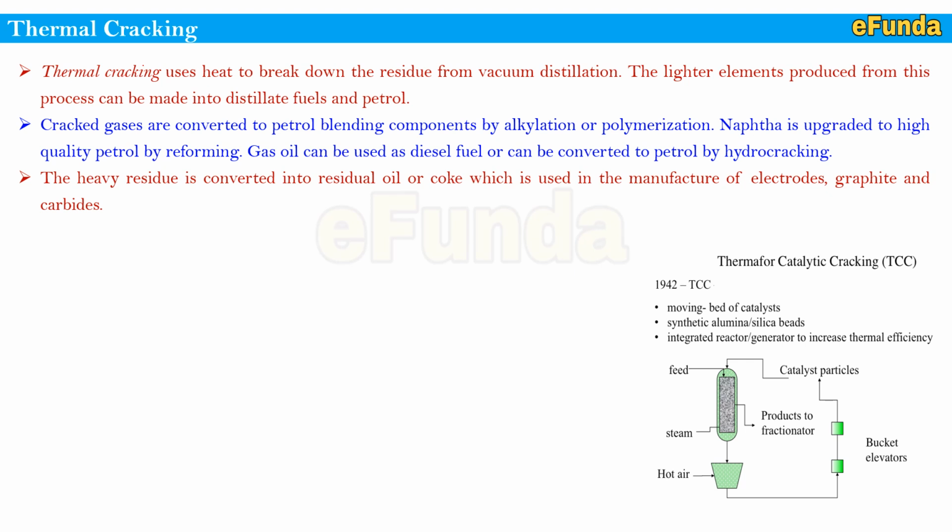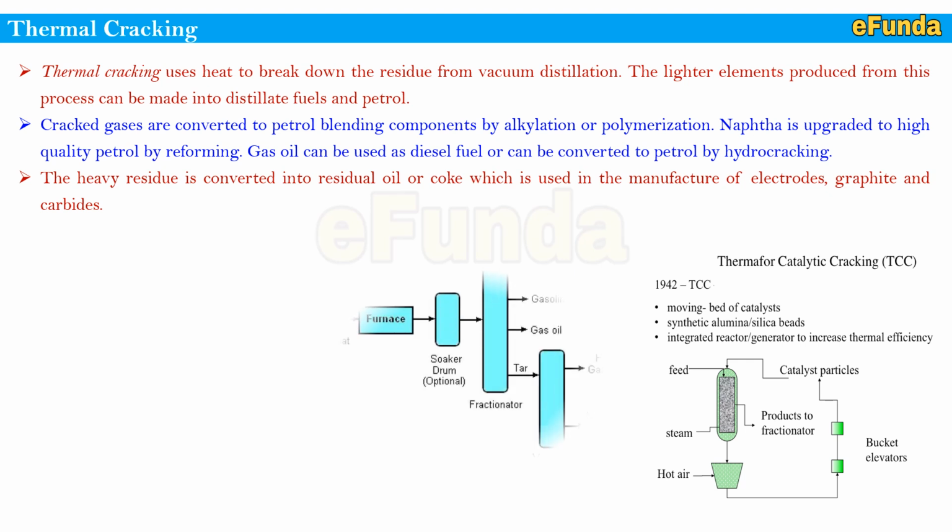To understand vis breaking better, one can refer to the picture, where there is a preheat furnace, then a soaker drum, that is optional, then the fractionator where the gas, LPG, gasoline, gas oil and tar are produced. Then it is passed to the vacuum fractionator, which is also optional based on the process requirement. Then heavy gas oil and a vacuum flash tar are removed.